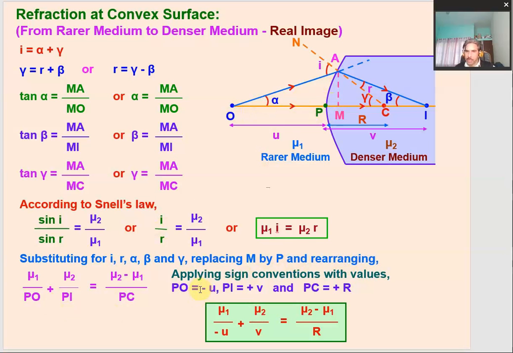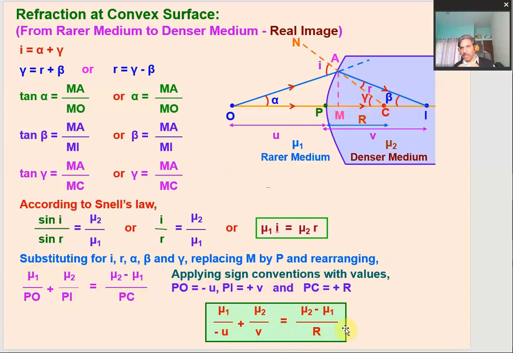So we are writing PO as minus u. Similarly, PI will be taken as positive because it is being measured along the direction of the incident ray, positive v, and PC again will be positive R because it is also being measured along the direction of the incident ray. Let us substitute these three quantities here, and we get this equation. This is a very important equation for a spherical refracting surface.